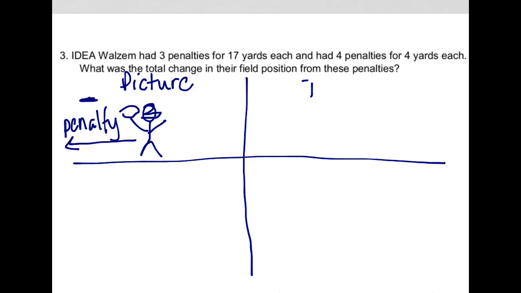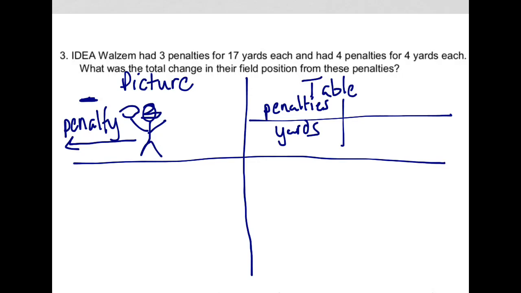Now I'm going to create a table to use this information. Idea Walsham had 3 penalties for 17 yards each and had 4 penalties for 4 yards each. So they had penalties and yards. They had 3 penalties for 17 yards each, and then they had 4 penalties for 4 yards each.